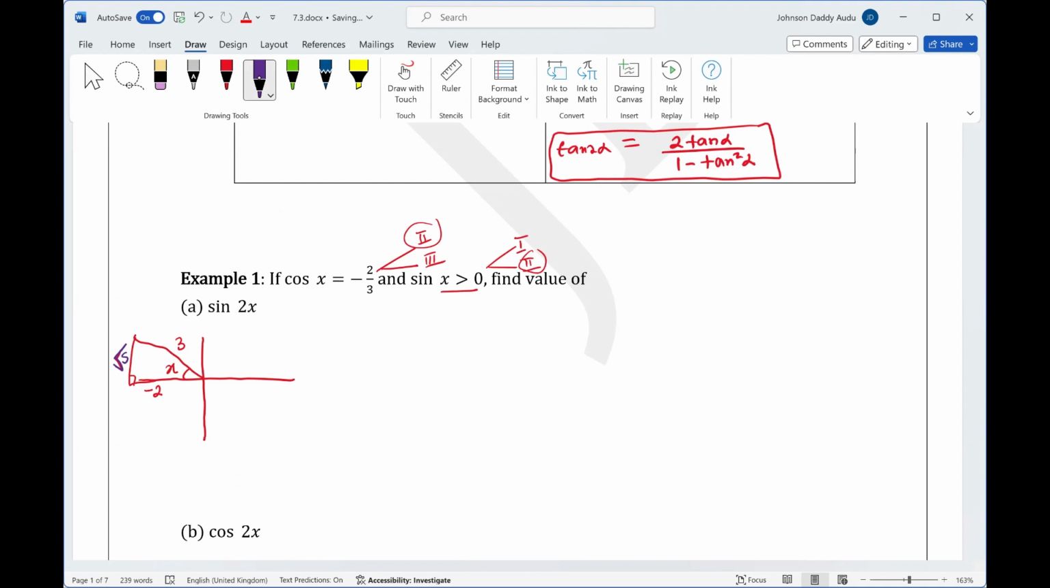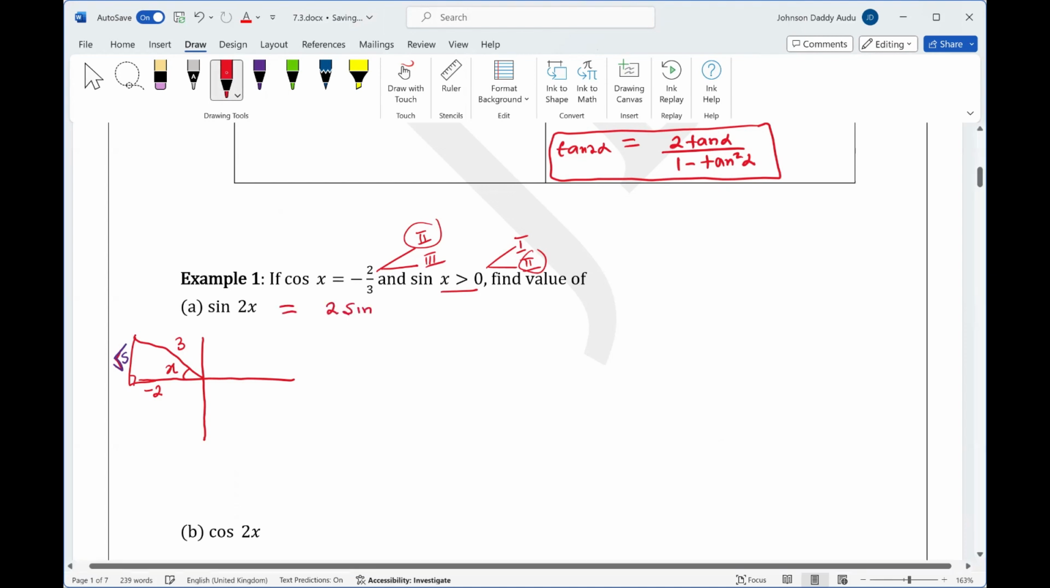Right. Okay, now let's find the parameters here. What are we interested in? We're interested in sine 2x. And based off the formula, sine 2x is nothing but what? 2 sine x cosine x, right?